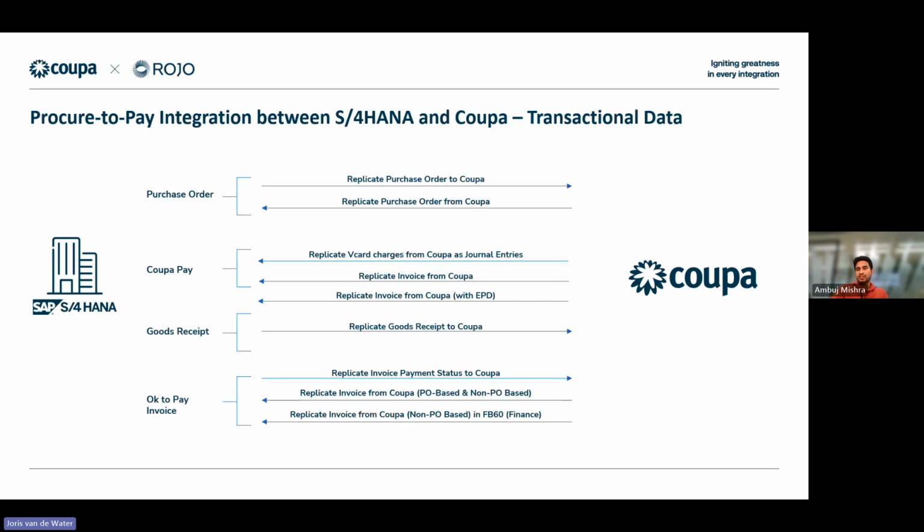And as part of transactional data, we covered many scenarios like purchase order, invoices in both directions, and different ways of syncing invoices through journal entry, your PO-based invoices, non-PO-based invoices, or syncing payments and goods received between Coupa and S/4HANA. So we have covered more than 20 scenarios to make sure that you can pick and choose from these sets of interfaces based on your business requirements.